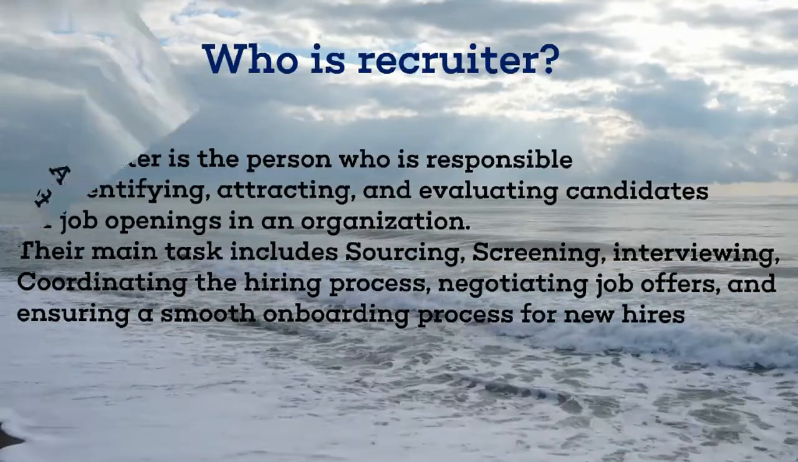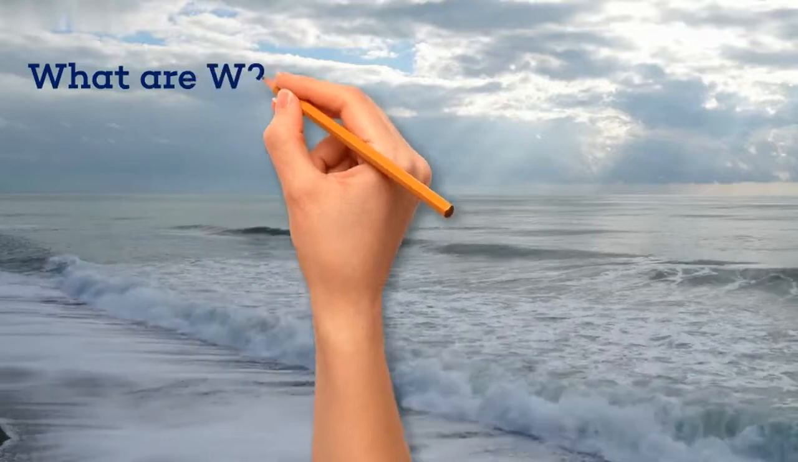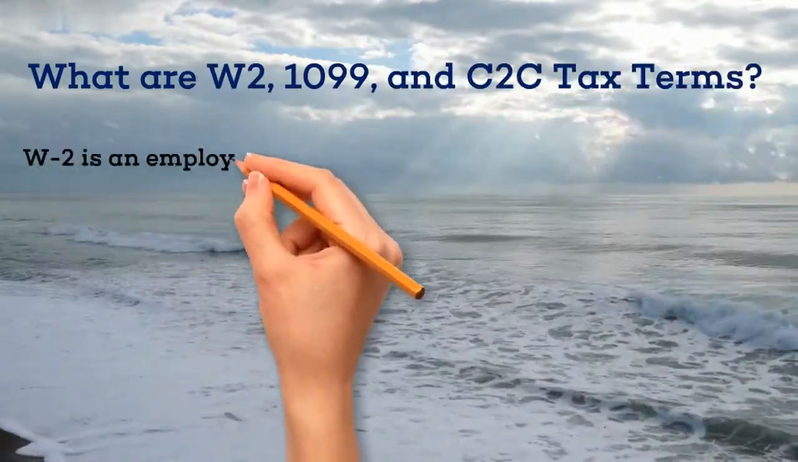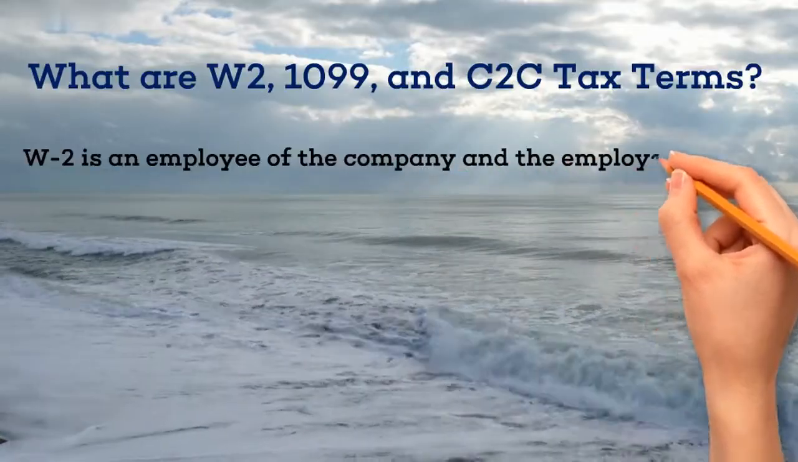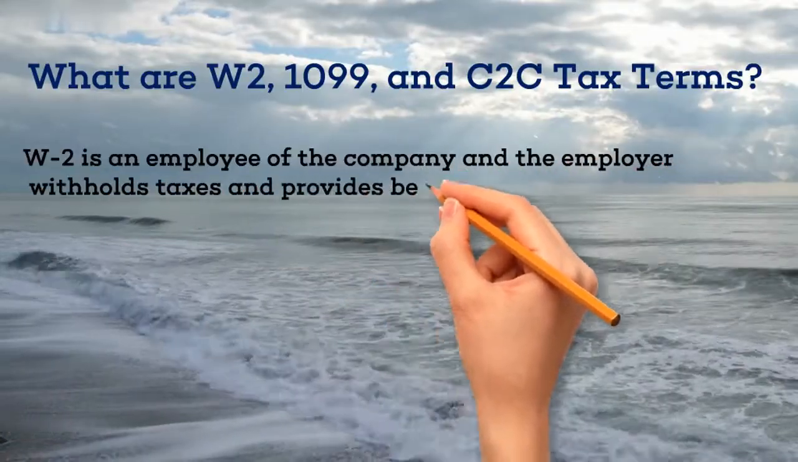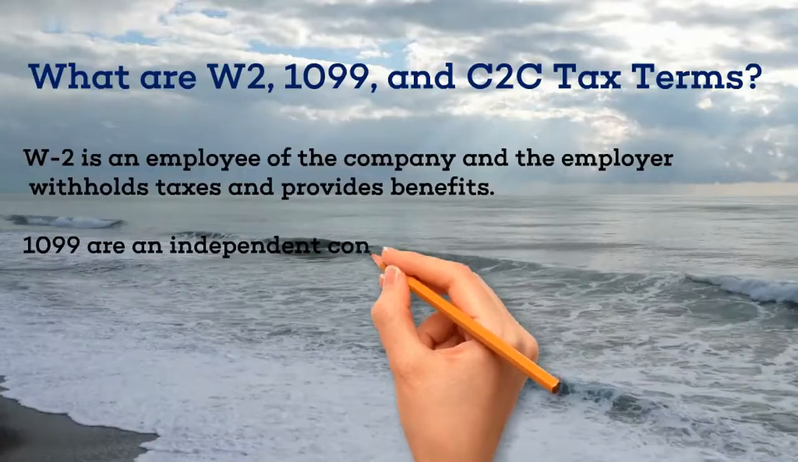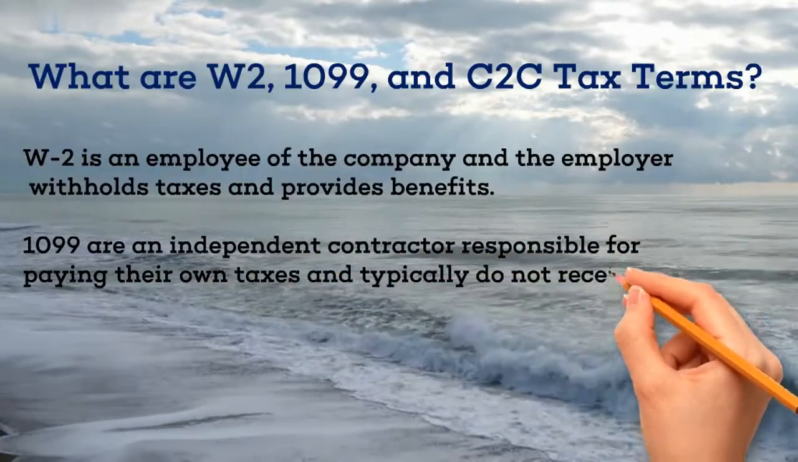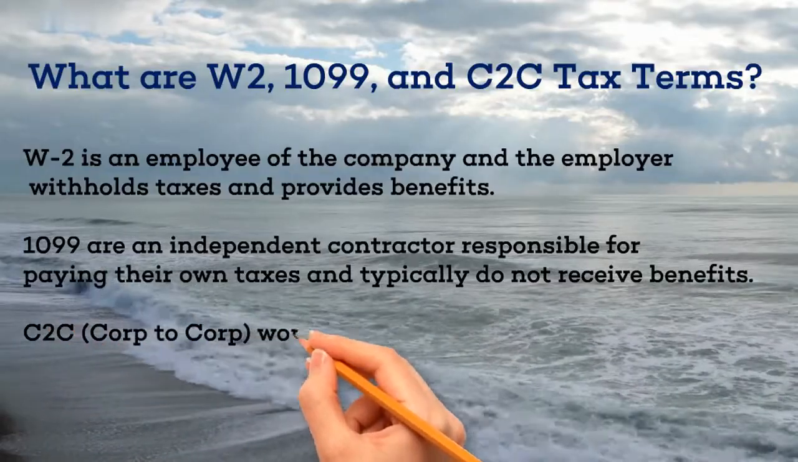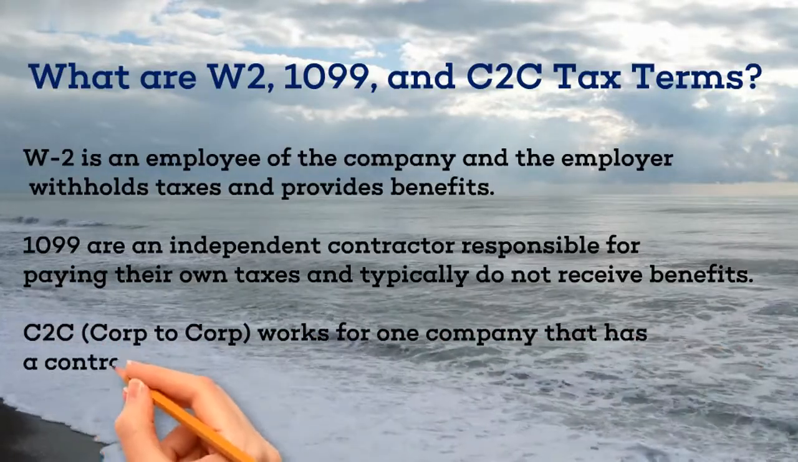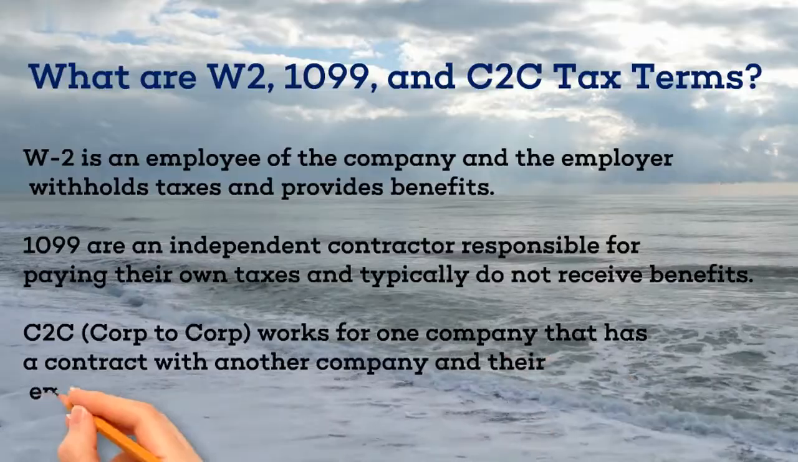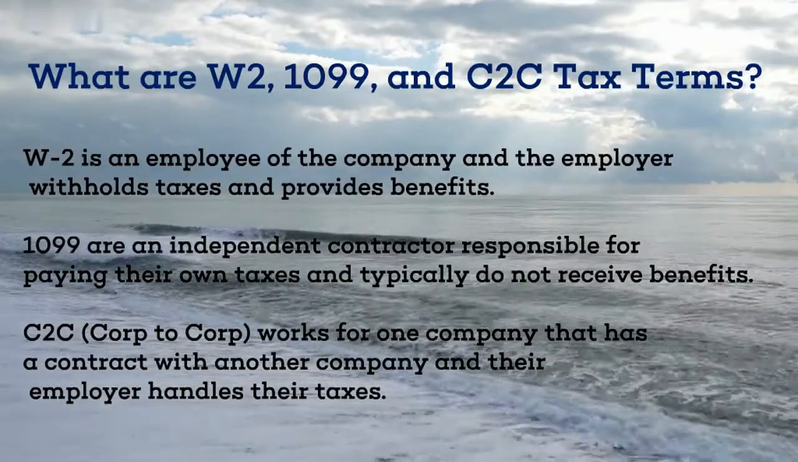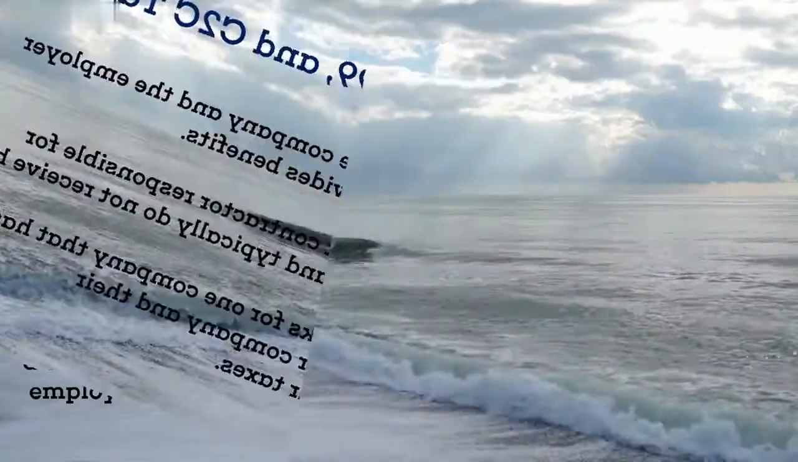Next is, what are W2, 1099 and Corp to Corp tax terms? W2 is an employee of the company, and the employer withholds the taxes. 1099 is an independent contractor responsible for paying their own taxes. Next is Corp to Corp. Corp to Corp works for one company that has a contract with another company, and their employer handles their taxes.